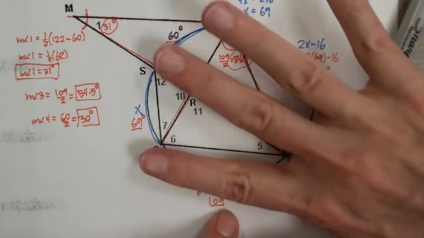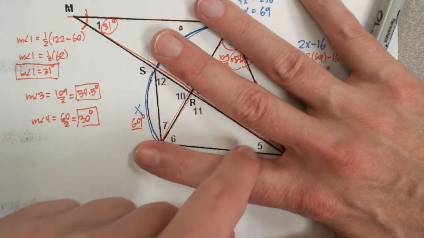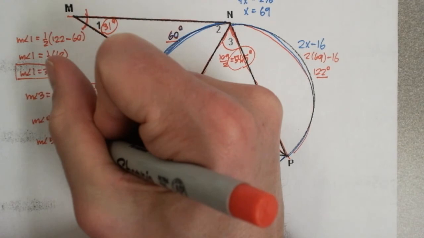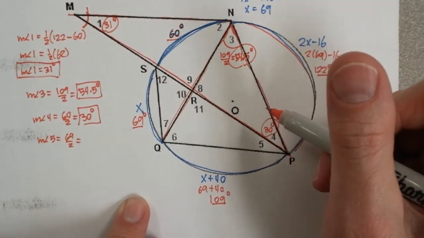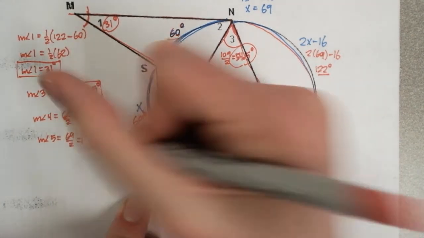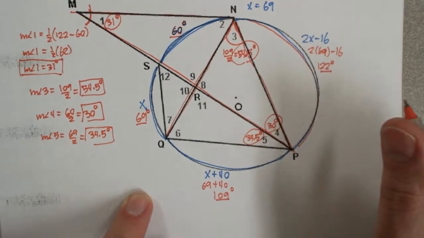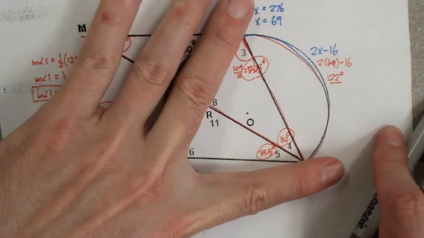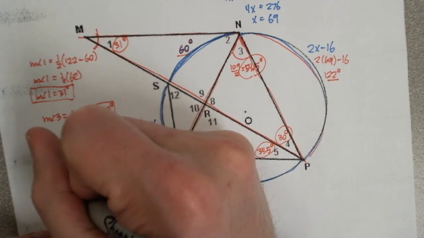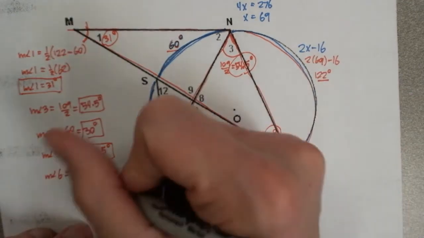All right, the measure of angle 5, that's inscribed to the 69-degree arc, so we can do 69 divided by 2. Well, that's going to be 34.5. Okay, the measure of angle 6, that's inscribed to the 122-degree arc. So I can get angle 6 by dividing 122 by 2. And that's going to give you 61.